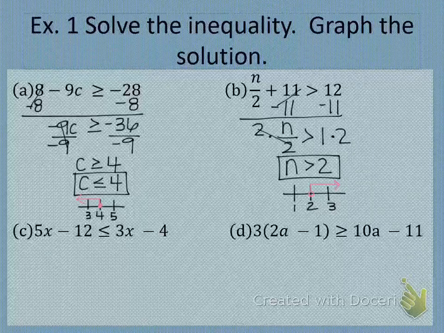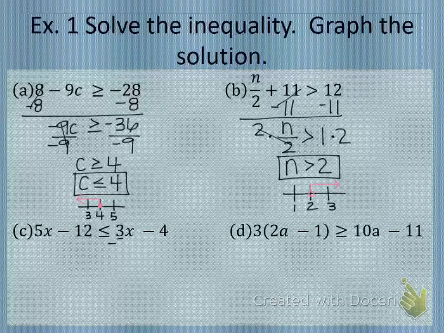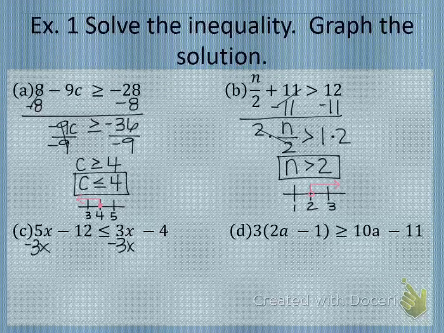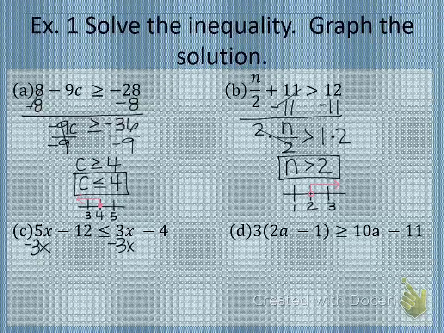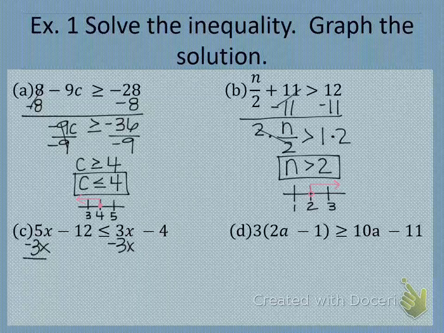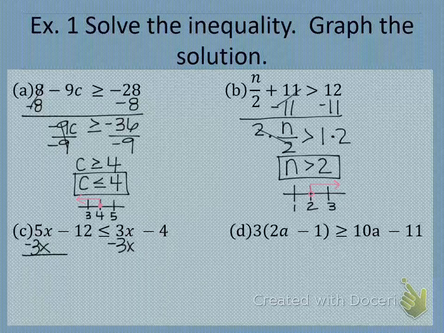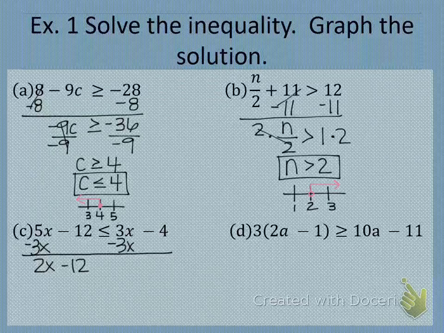So how did you move the 3x? We subtract 3x. Please, please, please don't divide when you're moving an entire variable term. You move an entire variable term with addition or subtraction. So we do 5x minus 3x, and what do we get? We get 2x, and then we bring down what we have not used. So 2x minus 12 is less than or equal to negative 4.